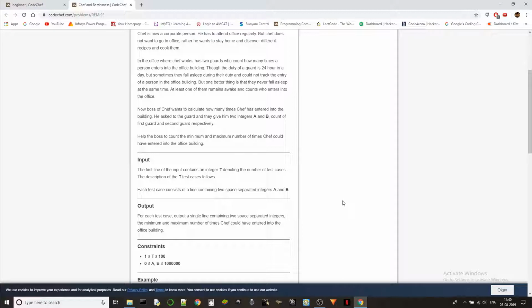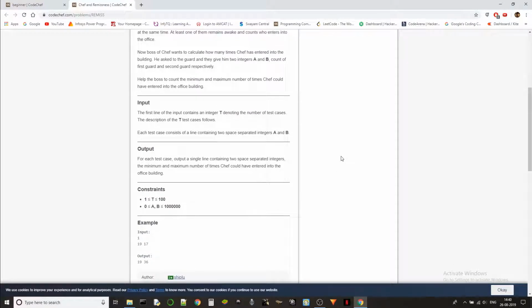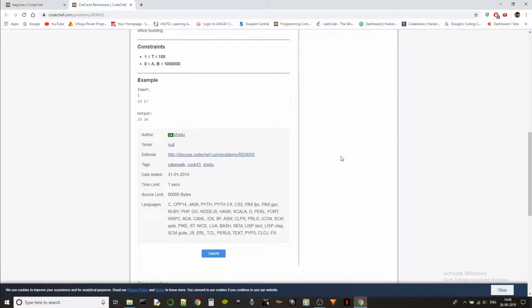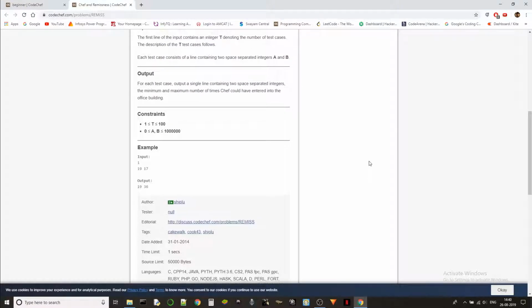But one better thing is that they never fall asleep at the same time. At least one of them remains awake and counts who enters the office. Now the boss of Chef wants to calculate how many times Chef has entered into the building. He asked the guards and they gave him two integers, A and B, the count of the first guard and the second guard respectively. Help the boss to count the minimum and maximum number of times Chef could have entered into the office building. Okay, so that is an interesting problem.